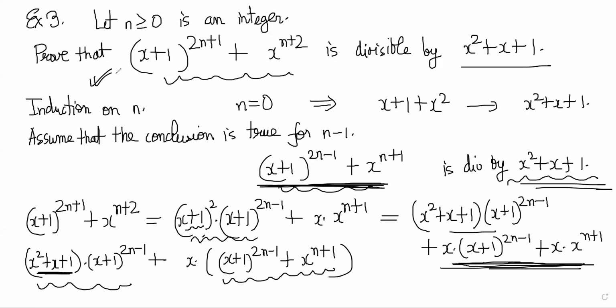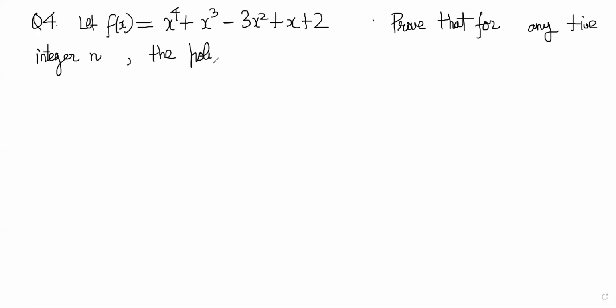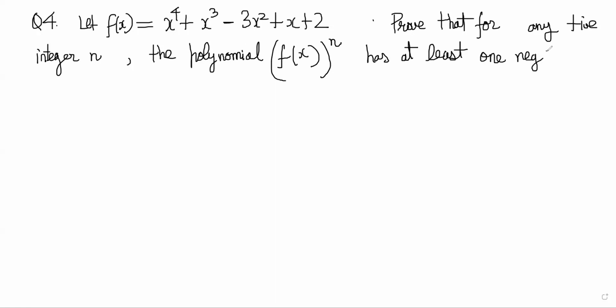Okay. Now, let's look at another question. Question 4. Let f(x) be equal to x^4 plus x^3 minus 3x squared plus x plus 2. We have to prove that for any positive integer n, the polynomial (f(x))^n has at least one negative coefficient. At least one negative coefficient.